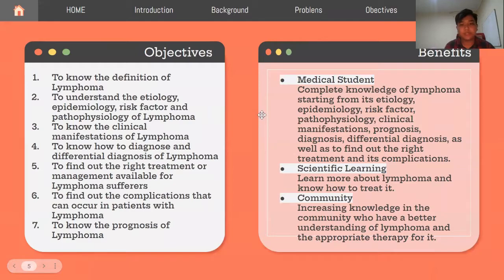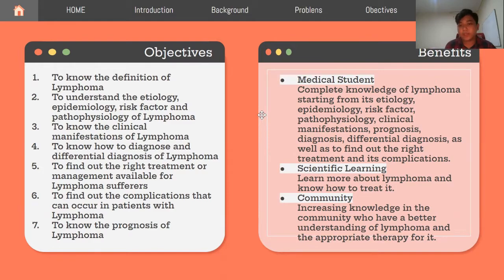The objective of this student project is to know the definition of lymphoma, to understand the etiology, risk factors and pathophysiology, to know the clinical manifestation of lymphoma, and to know how to diagnose and the differential diagnosis of lymphoma. The next one is to find out the right treatment or management available for lymphoma sufferers, to find out the complications that occur for patients with lymphoma, and to know the prognosis of lymphoma.